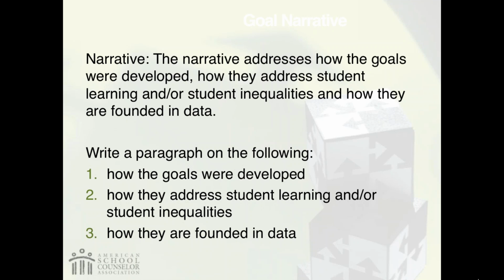So if I were writing this, I'd have a paragraph around how I developed the goals, the process I went through, the data I looked at, the school improvement plan that I considered, conversations with administrators. My next paragraph would be about why this matters so much, that it impacts student learning, that it addresses student inequalities, and why I'm spending some of my time and energies around this goal and its related interventions and measurements. And then I would do another third paragraph about the data sources and what those mean and how that's led to the development of the goal.